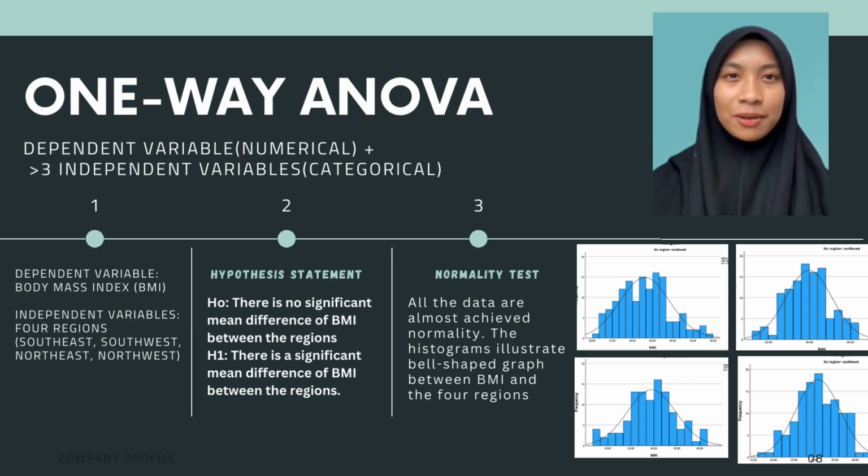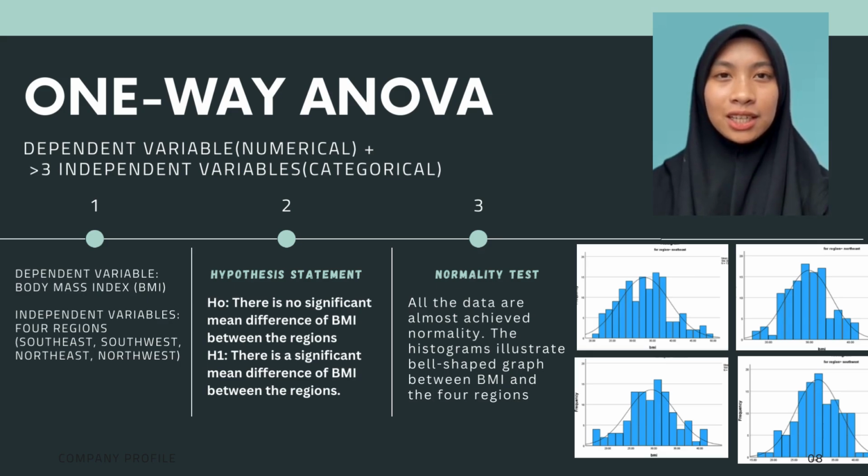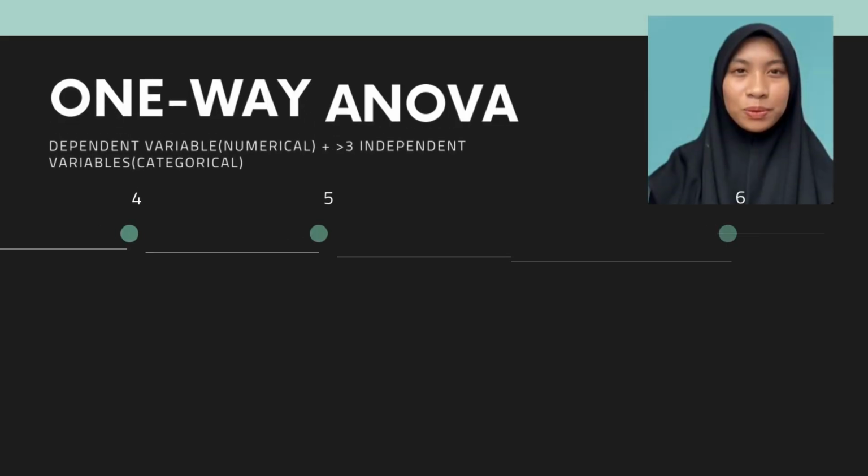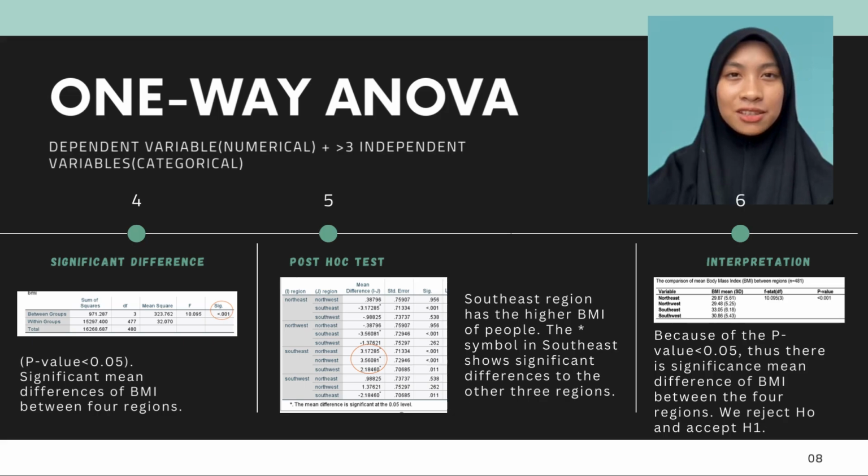Firstly, we create the hypothesis statements between these two variables. For the null hypothesis, there is no significant mean difference of BMI between the four regions. For H1, there is a significant mean difference of BMI between the four regions. Before further analysis, we checked the normality using histograms. From the graphs, we conclude that all data between BMI and the four regions are normally distributed.